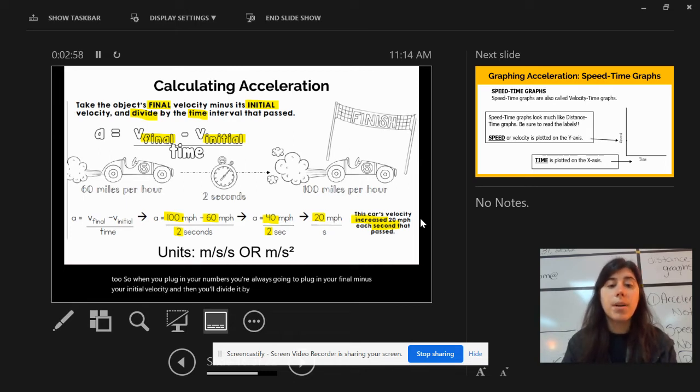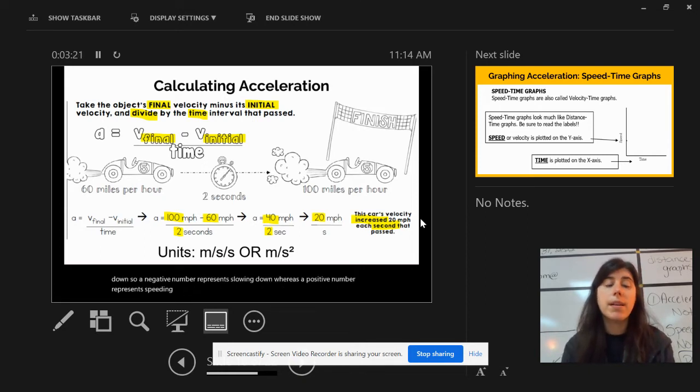Now, if your number is a positive number at the end, such as this example here with 20 miles per hour per second, then you will know that you're speeding up. If your number ends up with a negative number, that just means that your car or your example slowed down. So a negative number represents slowing down, whereas a positive number represents speeding up.